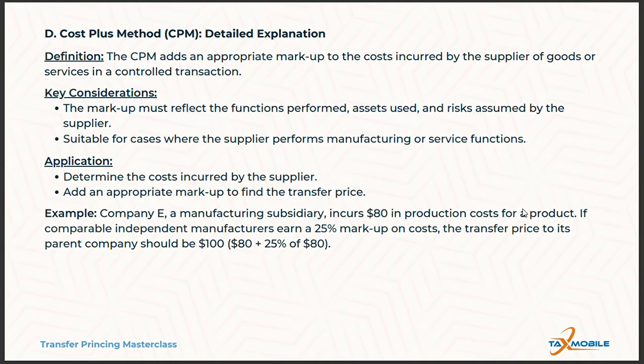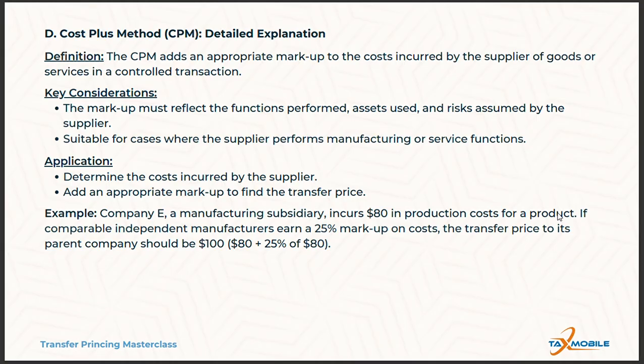So for example, Company E, a manufacturing subsidiary, incurs $80 in production cost for a product. If comparable independent manufacturers earn a 25% markup on cost, the transfer price to its parent company should be $100. Now, how do you arrive at that $100? That would be $80 plus 25% of $80, which is the markup. That's how you arrive at $100.